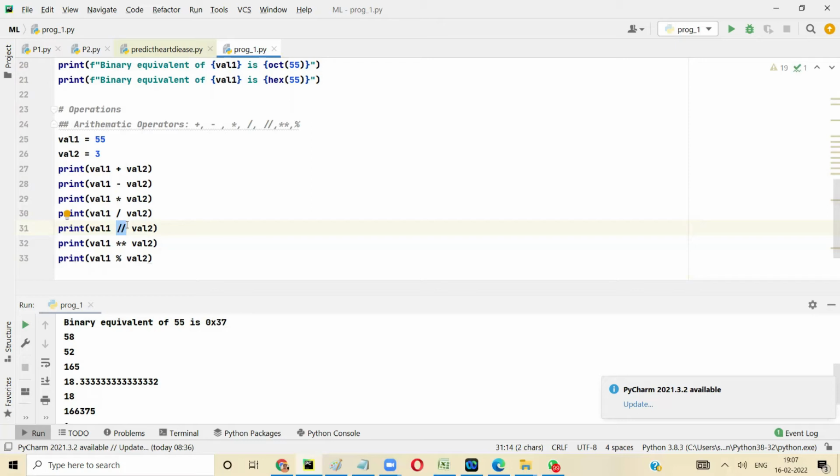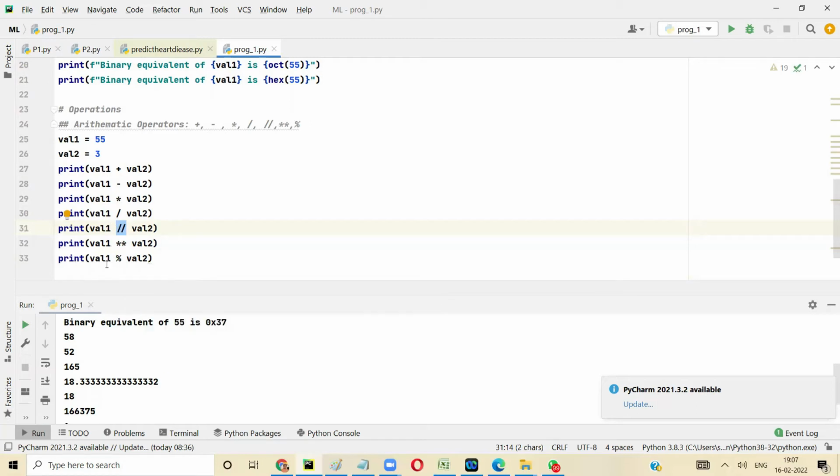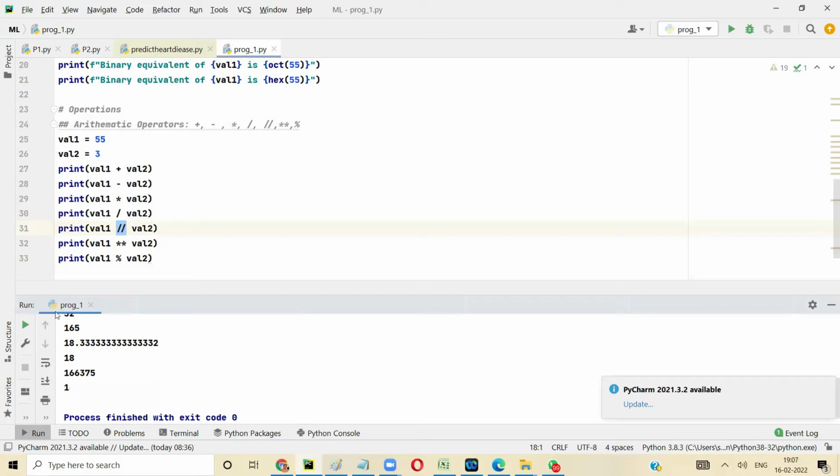It is removing the decimal part. Then power, you know, right? 4 to the 2 will be 4 squared. 4 to the 3 is 4 cubed. So here we have 55 to the 3, that is 55 cubed. 55 into 55 into 55, which will be 166375. You can check. And finally, we have modulus.